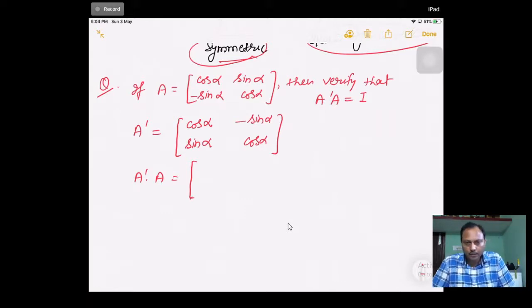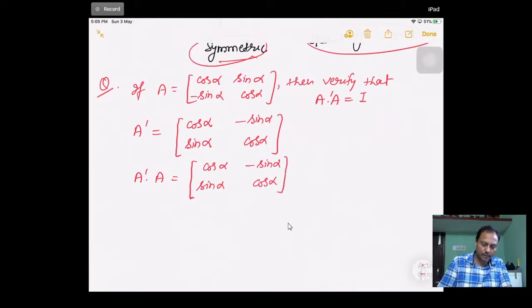We know that the product of matrices is not commutative, so do not change the order. Whatever is given in the question, take the same order. So A prime into A is here, so we are taking A prime into A. Cos alpha minus sin alpha, cos alpha, this is the transpose. Now multiplying with the matrix cos alpha sin alpha minus sin alpha and cos alpha.